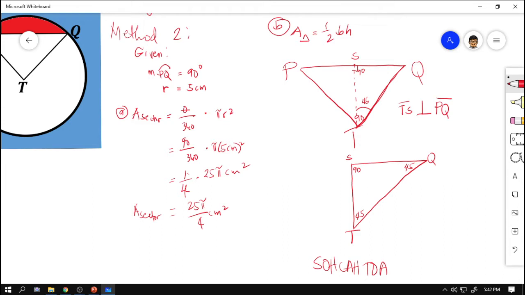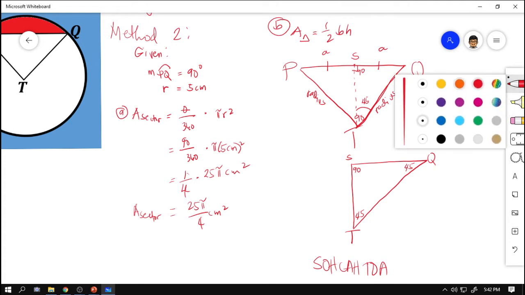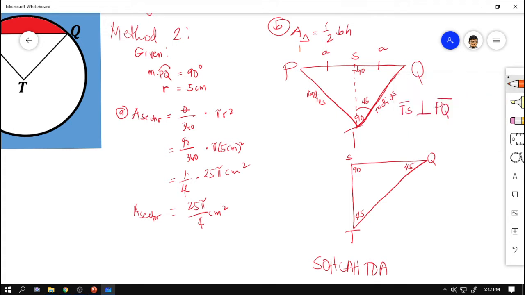Okay? Now, TQ is radius. Si PT ay radius din. Okay? Since si ST binisect niya si PQ, so PS at saka si SQ ay pareho ang sukat. So, kung ito ay A, ito rin ay A. So, mula kay P hanggang kay Q, mula kay P hanggang kay Q ay 2A. Burayin natin yan. Dalawang A. Okay?